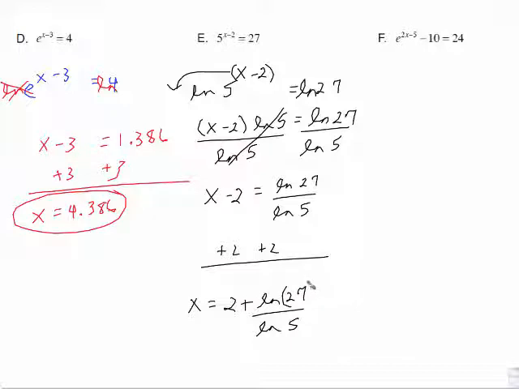Now, MyMathLab problems just wanted you to leave it like that. But now we're going to evaluate this. Don't forget to put the parentheses around the ln of 27, just like we did with the parentheses around log. And when you type all that in, you will get 4.048.